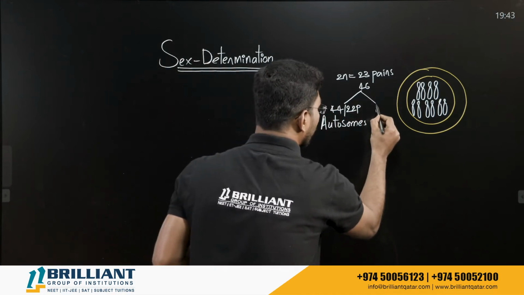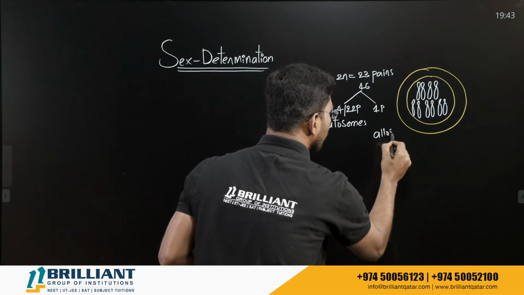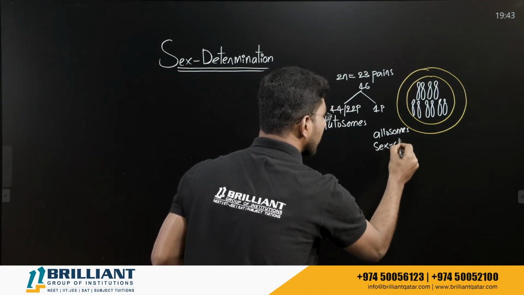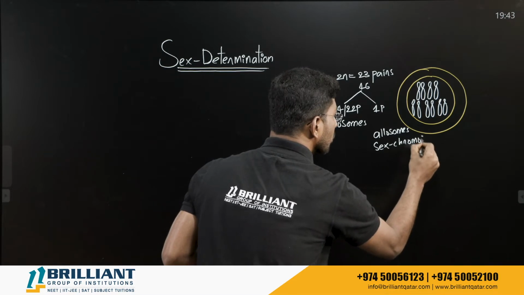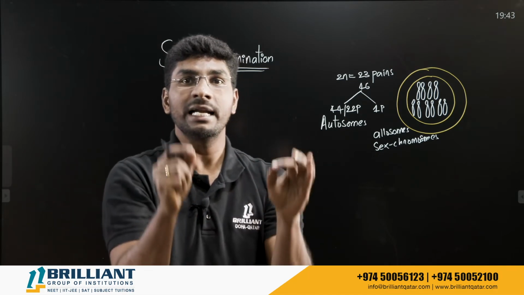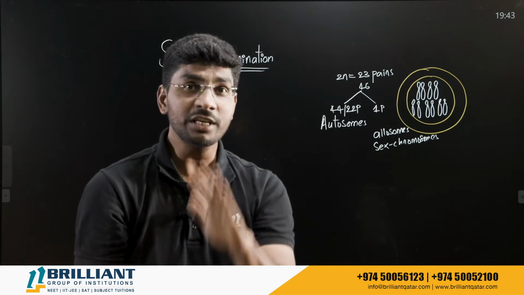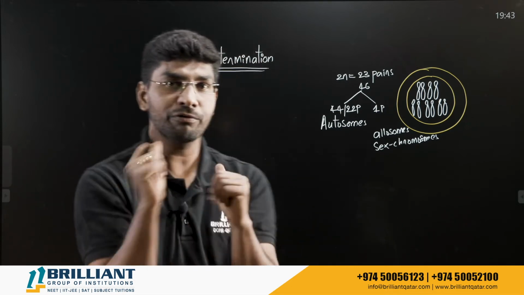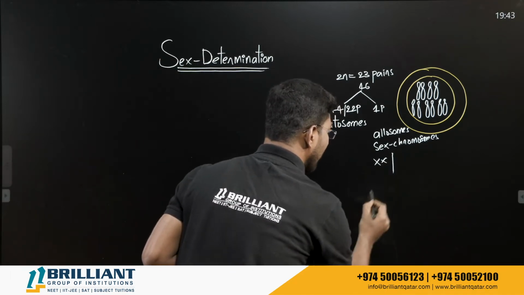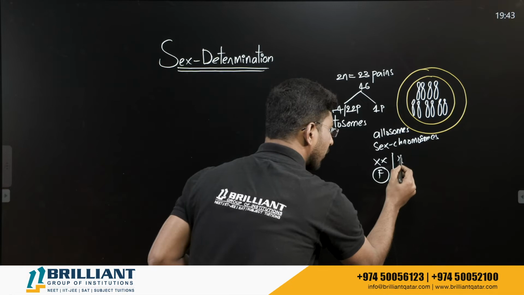Next, one pair of chromosomes we call allosomes. These allosomes are also called sex chromosomes. Keep in mind, students, these sex chromosomes are responsible for the determination of sex of the individual, sex of the young one. And these sex chromosomes are different in male and female. If you look at the female, two X chromosomes are present in female. Am I clear? And in male, one X chromosome and one Y chromosome are present.